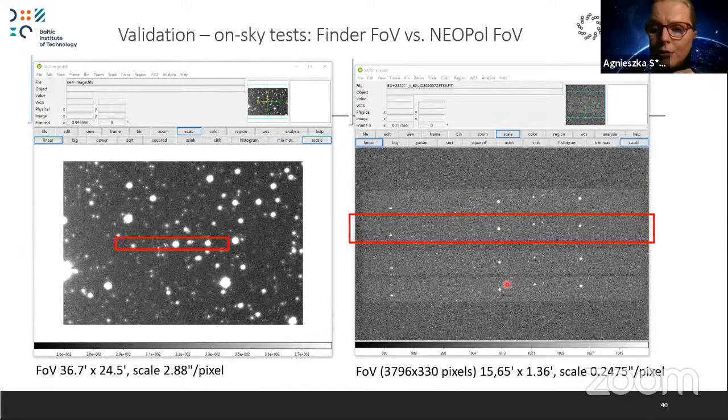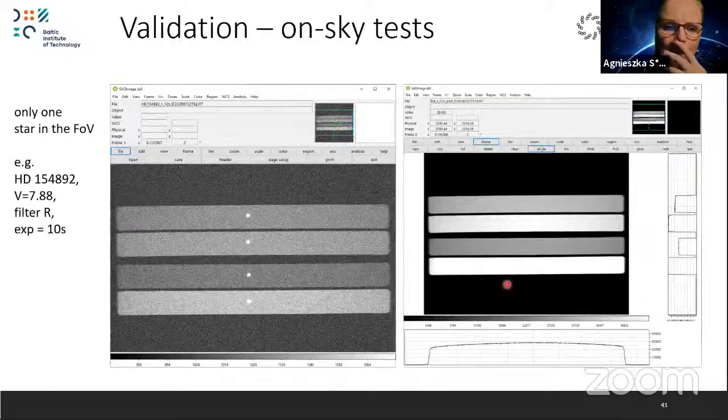But you can see that the field of view is pretty small, let's say 15 by 1 arc minute. And why is it problematic? Because you can end up with only one star in the field of view, as here, for example. This is one of the zero polarization standards, in the R filter, and the exposure time is 10 seconds. But on one star, of course, you will not be able to do any astrometry. So without the finder, it would be really difficult to identify yourself in the field of view.